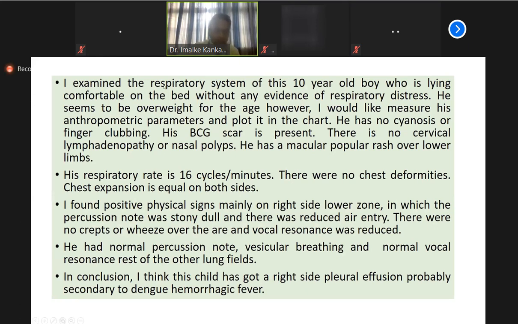So I examined the respiratory system of this 10-year-old, maybe you can say young boy, happy child, or young lad. So you can mention some adjectives, right?